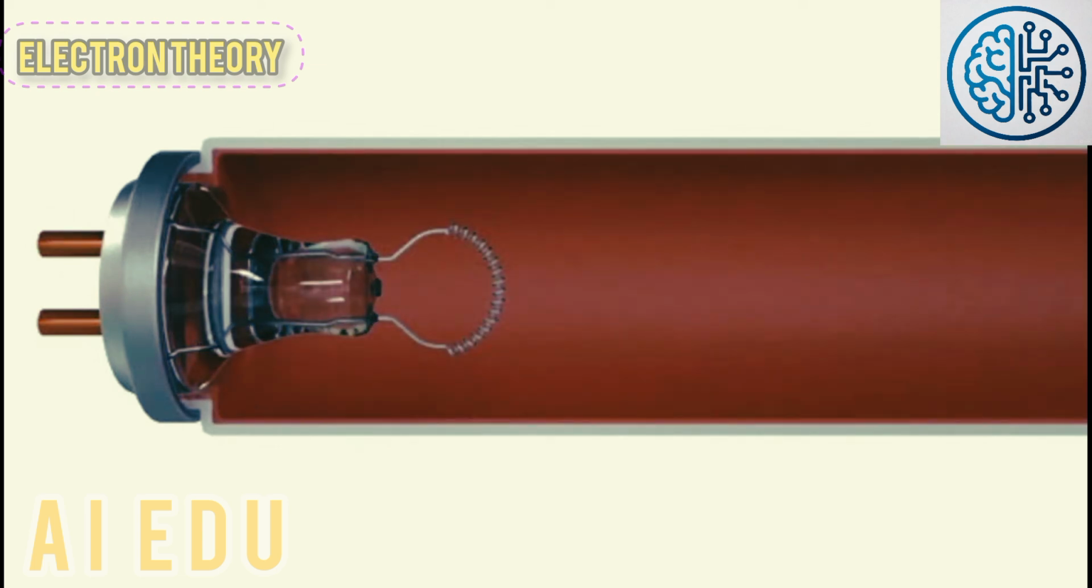At each end of the tube is an electrode with filaments. When heated to a high temperature, they emit, or boil off, electrons. An AC voltage pulse supplied by a starter pushes the electrons from one end of the tube to the other.